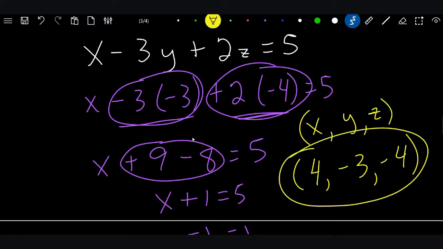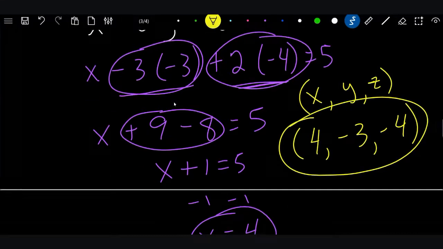And so there it is. That's what it looks like. 4, comma, negative 3, comma, negative 4. Okay, one more thing before I'm done.